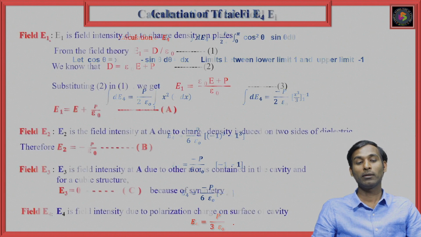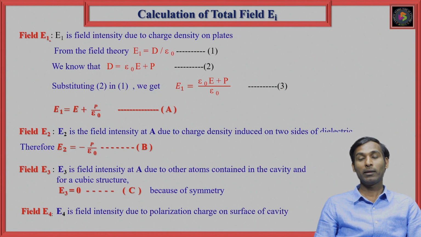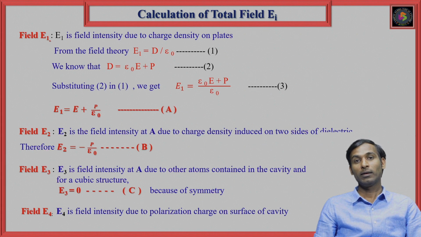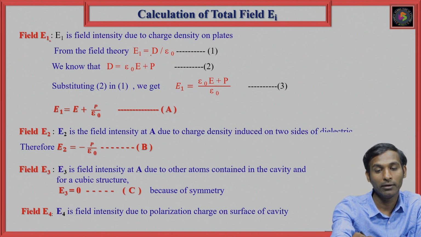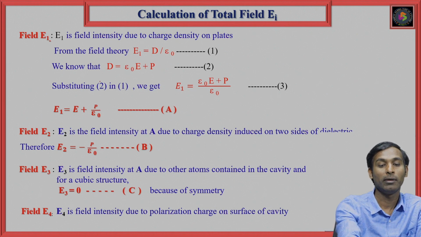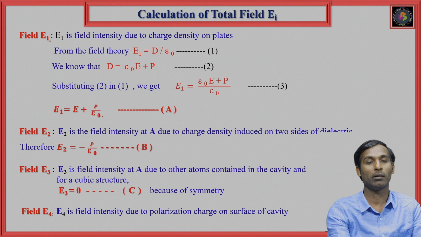Now we can see what the mathematical equations are for E1, E2, E3 and E4. See here. E1 is the field intensity due to charge density on the plate. We are defining E1 is equal to D by epsilon naught. So electric flux density D equals permittivity into electric field intensity plus polarization. Finally, from the mathematical point of view, E1 is equal to E plus P by epsilon naught.